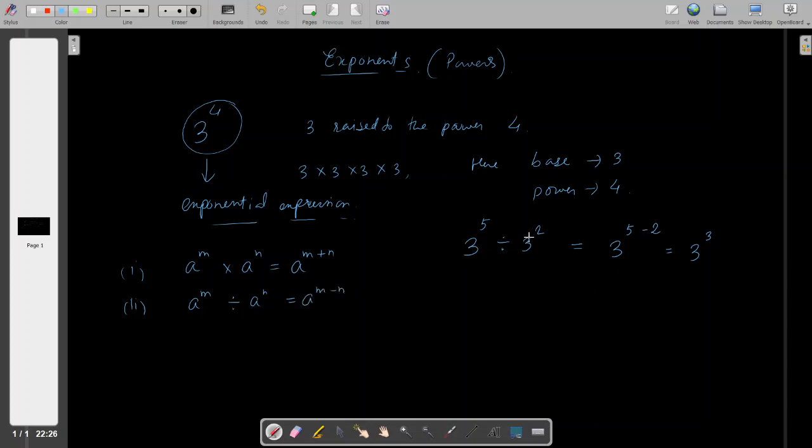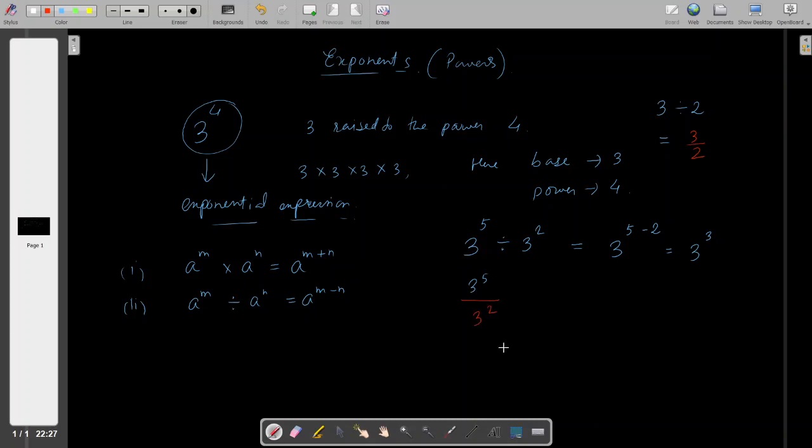So why does this become minus? Let me be more specific about this. That is 3 to the power 5 divided by something. How do you write 3 divided by 2? We write it as 3 upon 2. Similarly, 3 to the power 5 by 3 to the power 2.